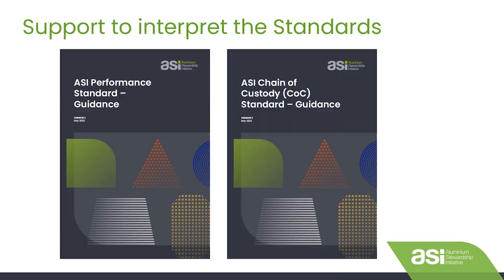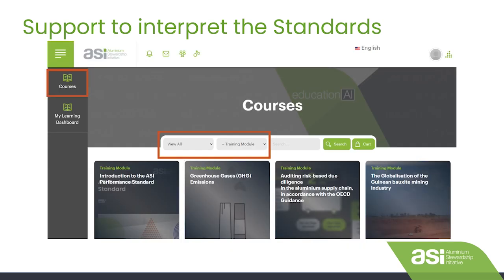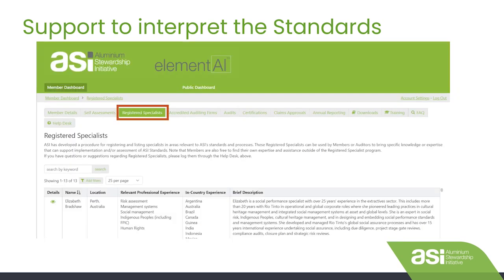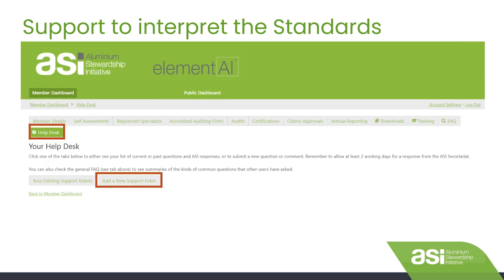If you're looking for support in interpreting the standards, the guidance documents and the training modules under the performance standard and the chain of custody categories should be your first resource. You can also reach out to an ASI registered specialist who has expertise with the topic you are exploring. A list of ASI registered specialists is maintained on the ASI website and in Elementor. If you have questions, you can also reach out to ASI directly through the help desk.